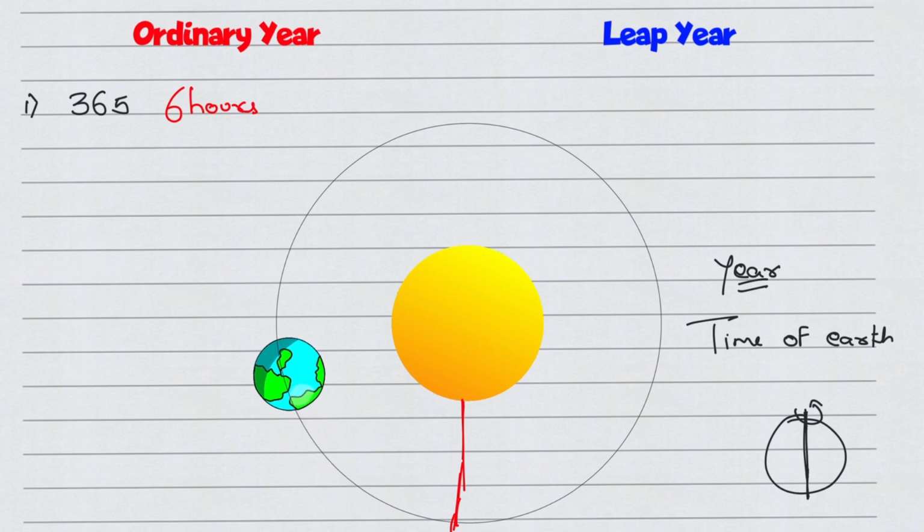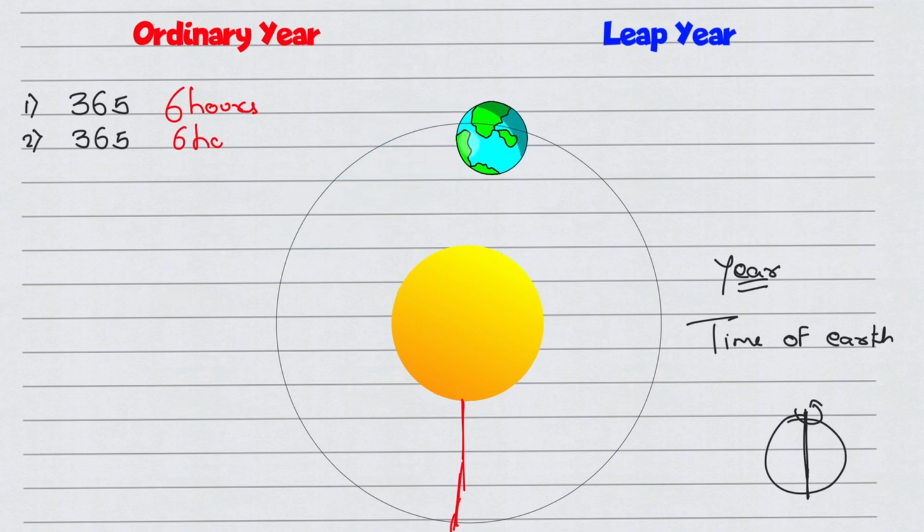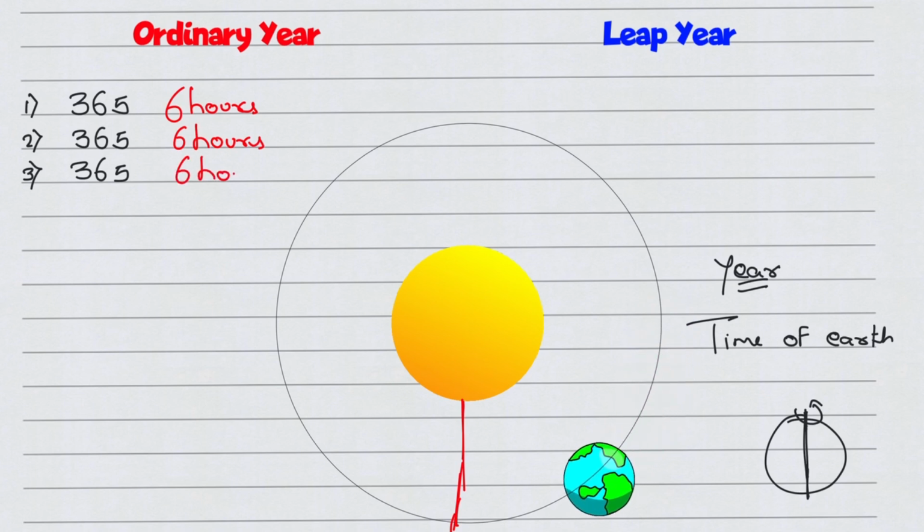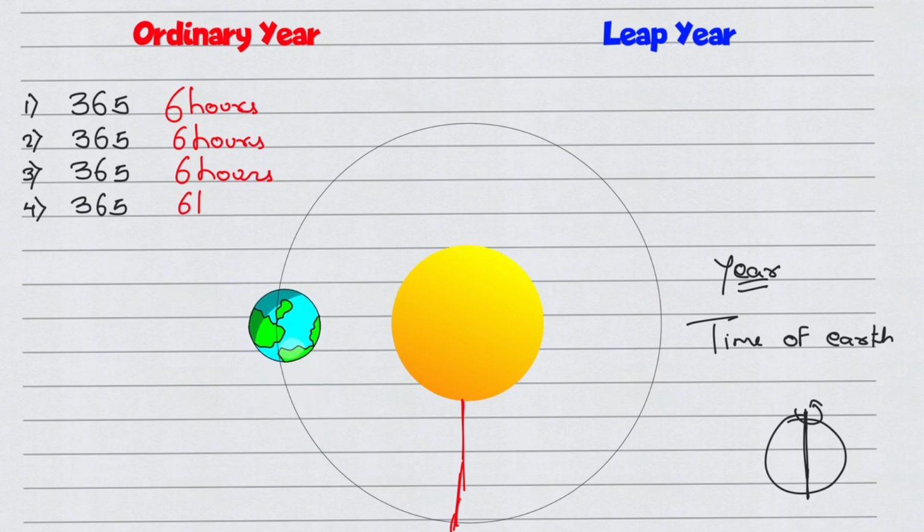Say it happened for the second year as well. Earth completed 365 days and 6 hours. But for simplicity, we again considered only 365 days. It again happened in the third year that Earth completed 365 days and 6 hours, but we again took only 365 days. Again it happened in the fourth year that Earth completed 365 days and 6 hours.